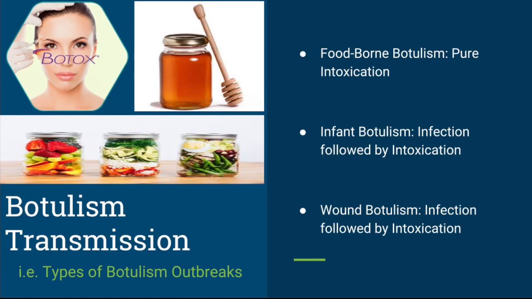There are 3 types of botulism: foodborne botulism, infant botulism, and wound botulism. Foodborne botulism is a pure intoxication. Many of the outbreaks occur in home-processed food, like canned vegetables, smoked meats, and cheese spreads. There are several factors in food processing that lead to botulism.